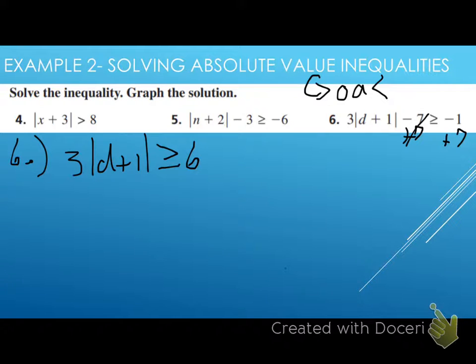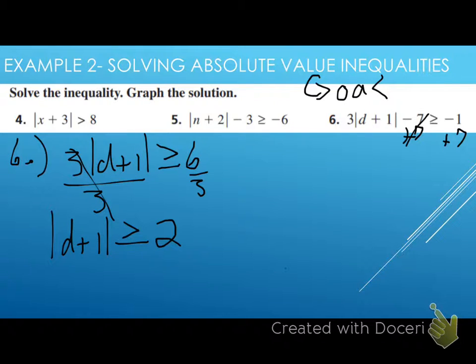Is my absolute value now by itself? No, it is not. It's got 3 times my absolute value. How would I get rid of that 3 times my absolute value? Divide by 3, using your inverse operations. Inverse of multiplication is division. Six divided by 3 is 2. Does my inequality symbol flip or stay? Stays the same.